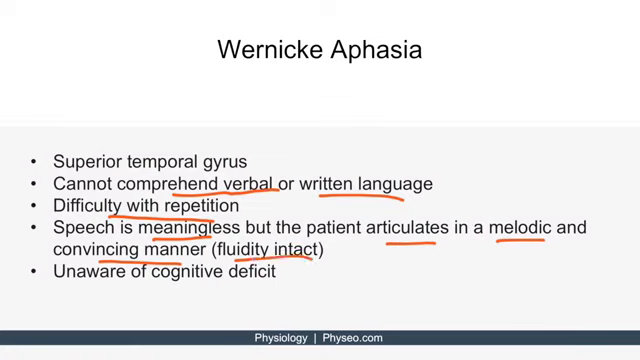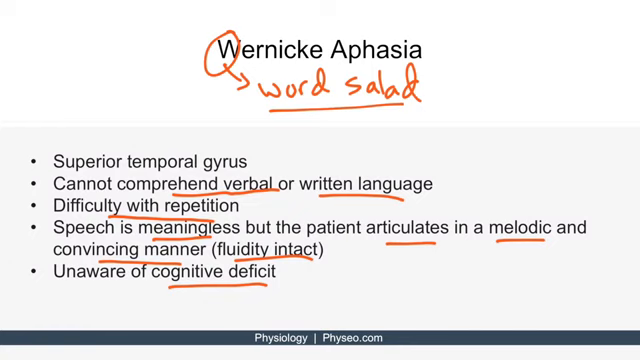Because these patients are unable to comprehend verbal and written language, they don't recognize their difficulty with language, so they're not aware of their cognitive deficit. Some students use the letter W in Wernicke to remind them of the phrase word salad. In other words, patients with Wernicke aphasia are able to speak, but it's just gibberish nonsense. So in that sense, it's word salad.